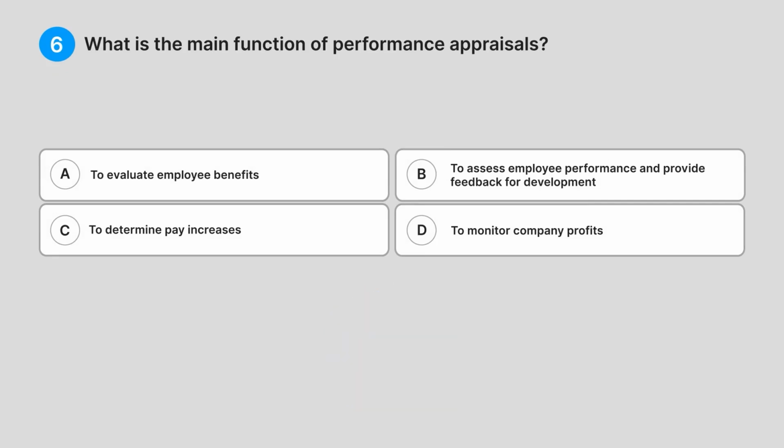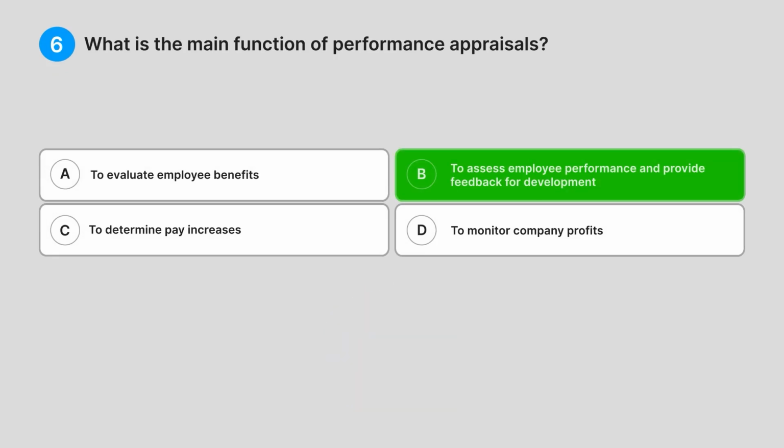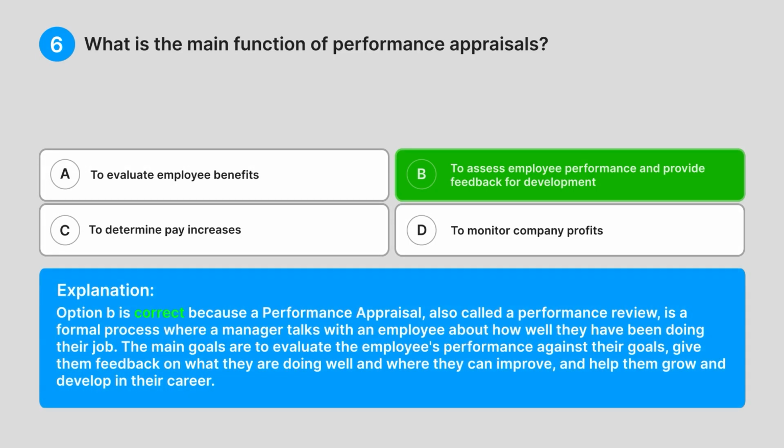Correct answer, B. To assess employee performance and provide feedback for development. Explanation. Option B is correct because a performance appraisal, also called a performance review, is a formal process where a manager talks with an employee about how well they have been doing their job. The main goals are to evaluate the employee's performance against their goals, give them feedback on what they are doing well and where they can improve, and help them grow and develop in their career.